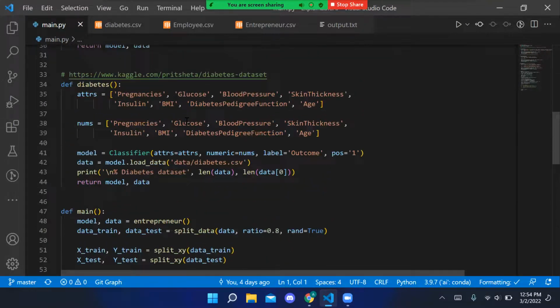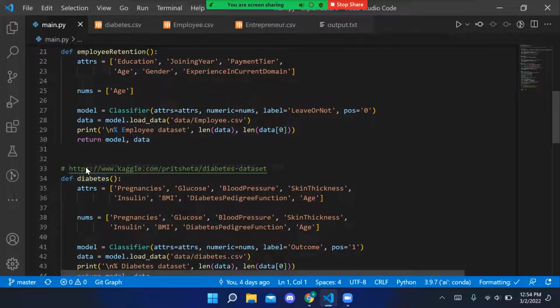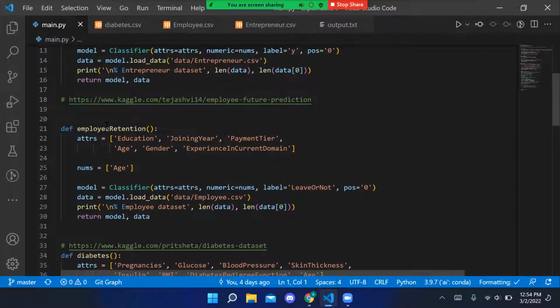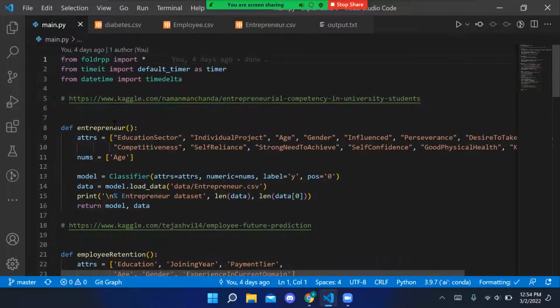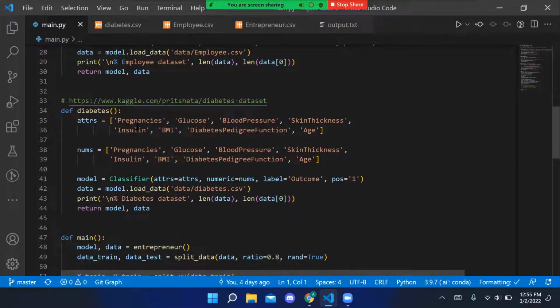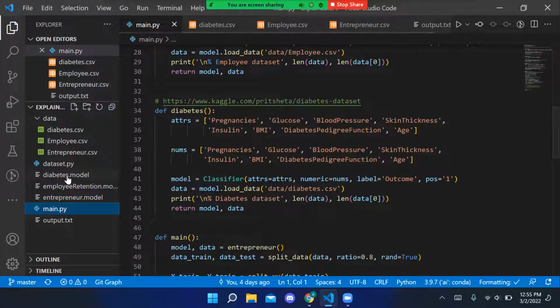I used the following three data sets. I used a diabetes data set linked over here. I used an employee retention data set, and I used an entrepreneurship data set. So after running and creating models for each of these data sets, I can go ahead and show you the outputs.